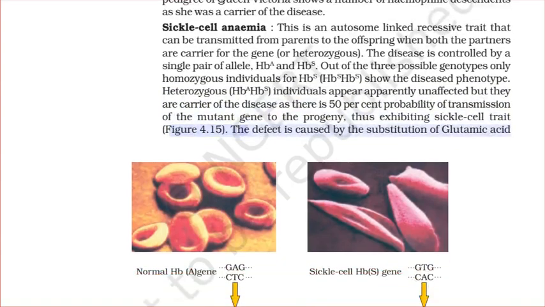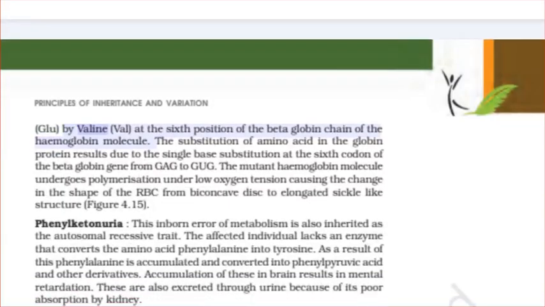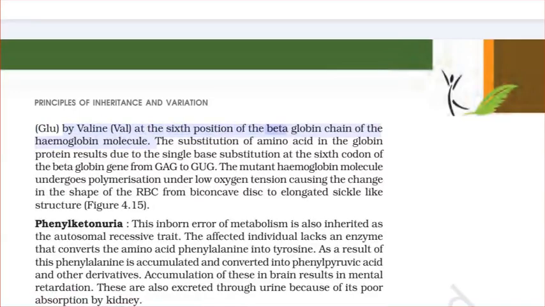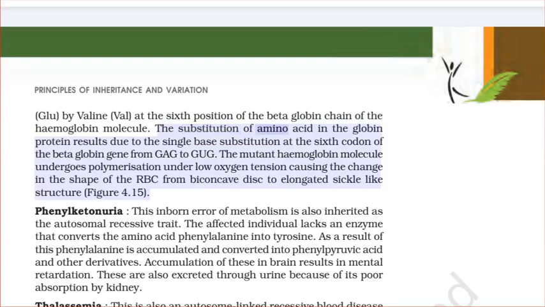The defect is caused by the substitution of glutamic acid, Glu, by valine, Val, at the 6th position of the beta-globin chain of the hemoglobin molecule. The substitution of amino acid in the protein results from a single base substitution at the 6th codon of the beta-globin gene from GAG to GUG. The mutant hemoglobin molecule undergoes polymerization under low oxygen tension, causing the change in the shape of the RBC from biconcave disc to elongated sickle-like structure.